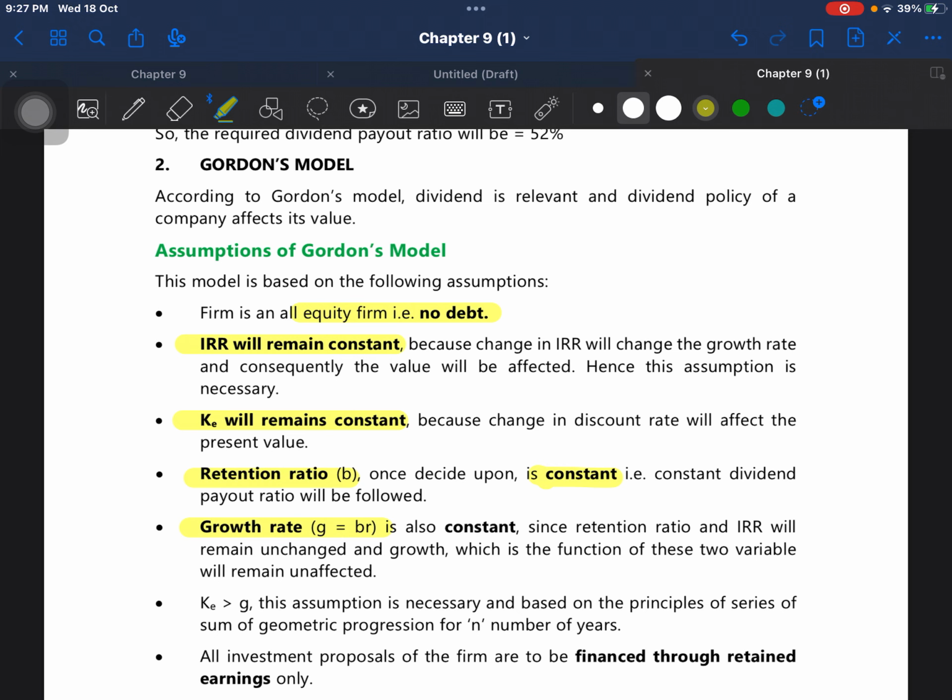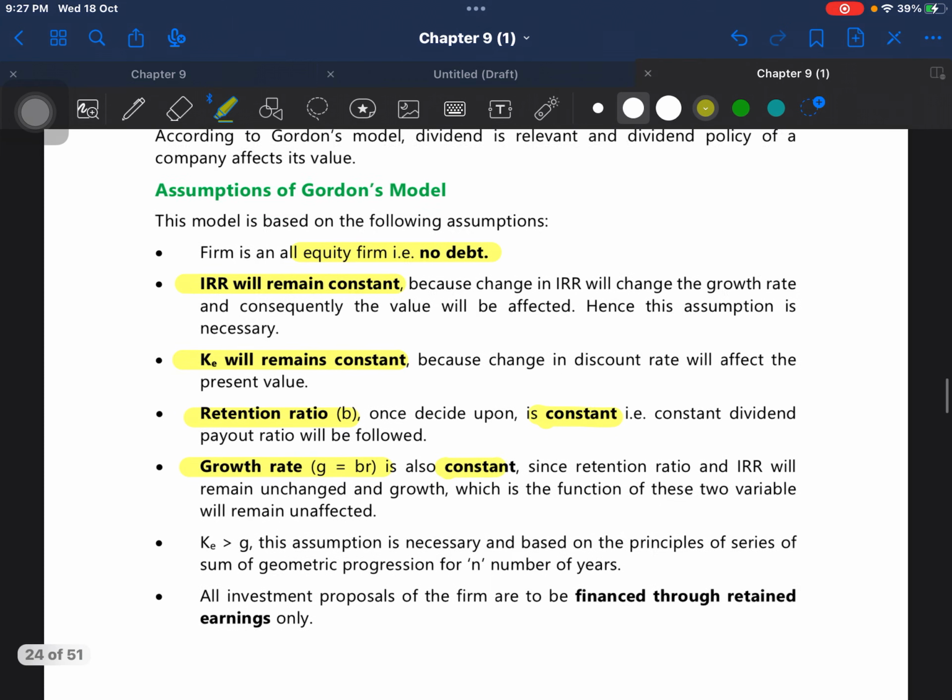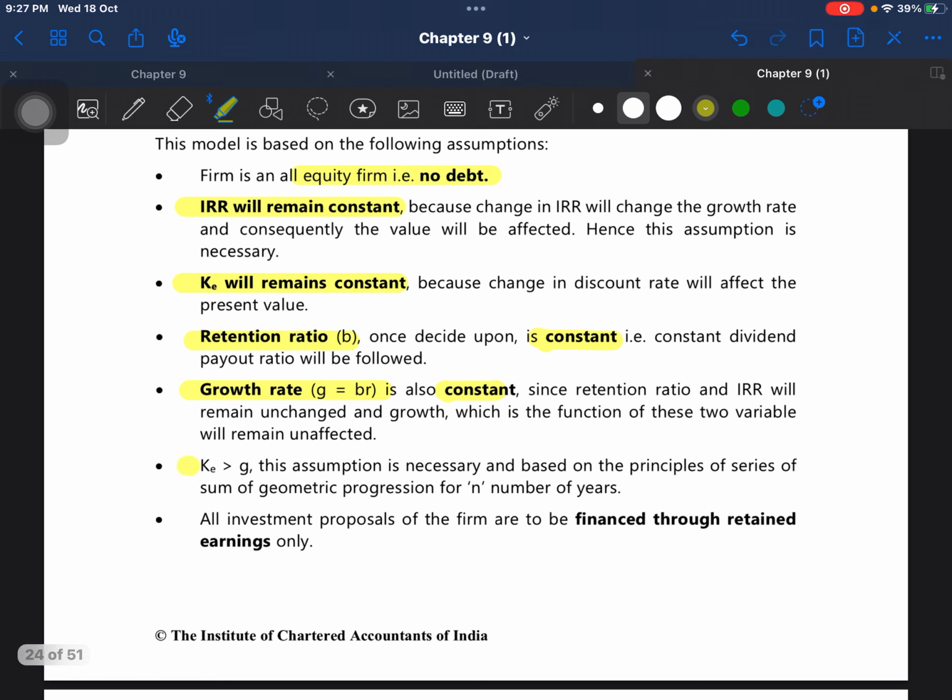Now the next one, growth rate G. The formula for growth rate G is equal to B into R. We have already learned about it. B is the retention ratio, and R is the return on capital employed, and this growth rate also remains constant. Next, cost of equity is greater than growth rate. So if the growth rate is 5%, the cost of equity has to be higher than 5%. This model cannot be applied in a situation where the cost of equity is less than the growth rate. That is not possible. So this is another assumption.